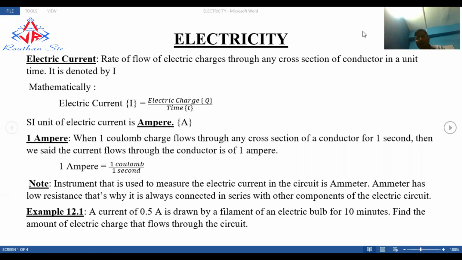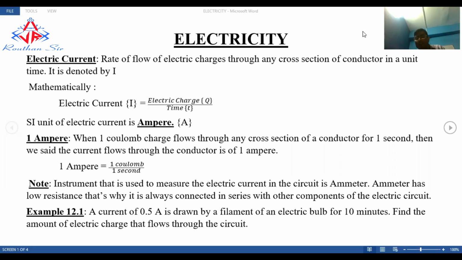Regarding the SI unit of electric current, that is ampere, and it is denoted by capital A. Now the question arises, what do you mean by 1 ampere? When a 1 coulomb charge flows through any cross section of a conductor for 1 second, then we say the current flowing through the conductor is 1 ampere. 1 ampere is equal to 1 coulomb upon 1 second.